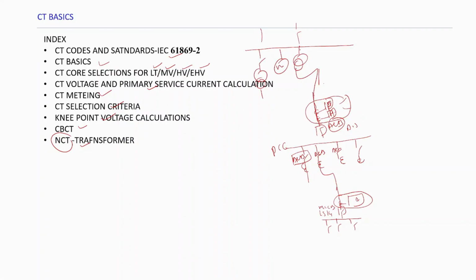So here you can see, I am going to use a 2 core CT. Again I am going to use the 2 core CT. Here also, and on the outgoing side also, I am using 2 core CTs, one for metering, another for protection. And sometimes I may use 3 core CTs, one for metering, another for protection. Protection means what? 50, 51, 50N.